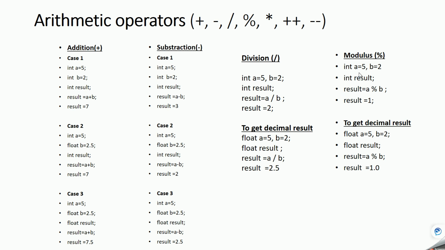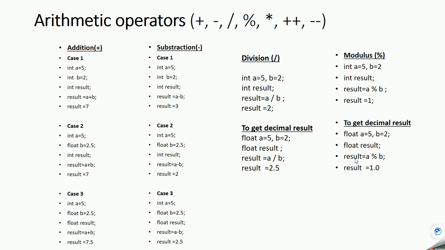So in this case, 5 divided by 2 will be giving 1 as the remainder. So the remainder will get stored in this result. And if you want to get the remainder in decimal value, like point zero, you need to change the data type to float and then perform the operation.